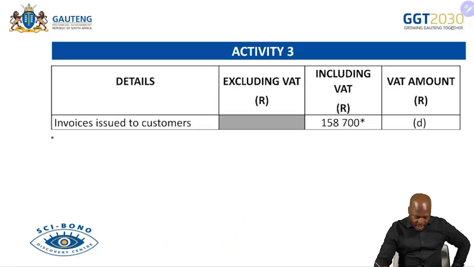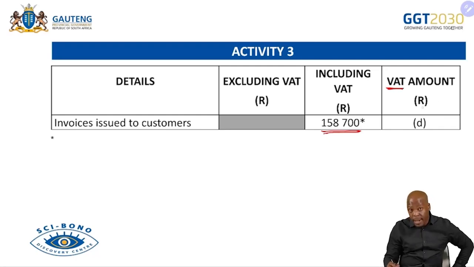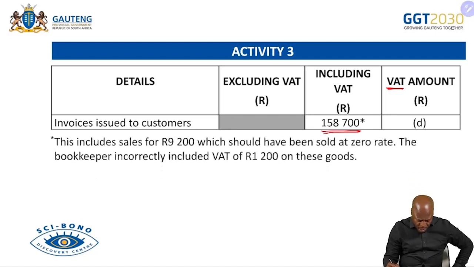Now let's go to my last information here. It says invoices issued to customers, VAT inclusive, 158.7. The VAT inclusive is 158.7. We are required to calculate the VAT amount. But there is additional information which we're given.